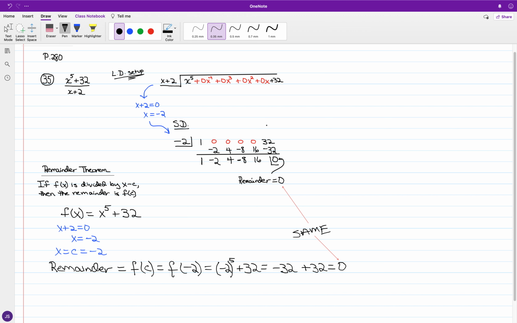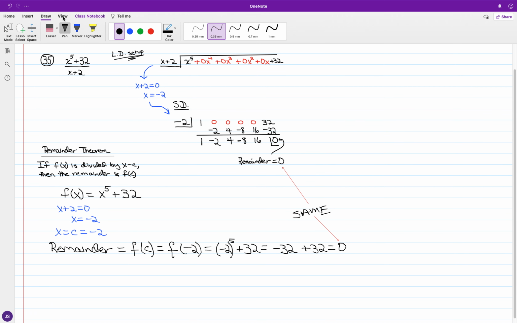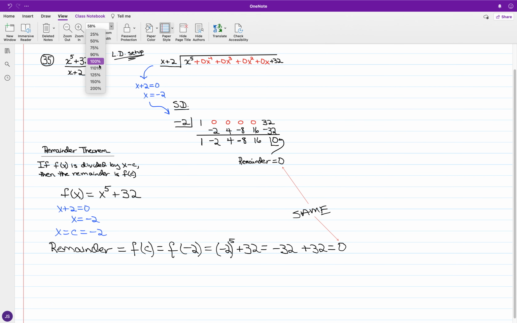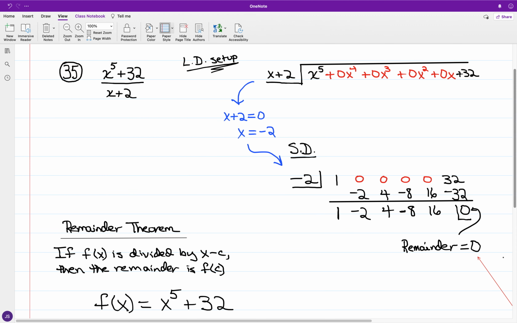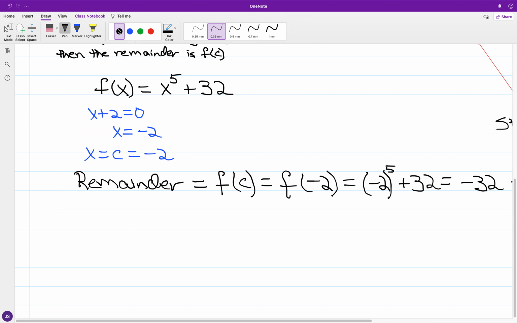Now for the case of number 36, we have some similarity. Again, we have the dividend to have missing degree terms, and here we have x to the fourth minus 81 to be divided by x plus 3.